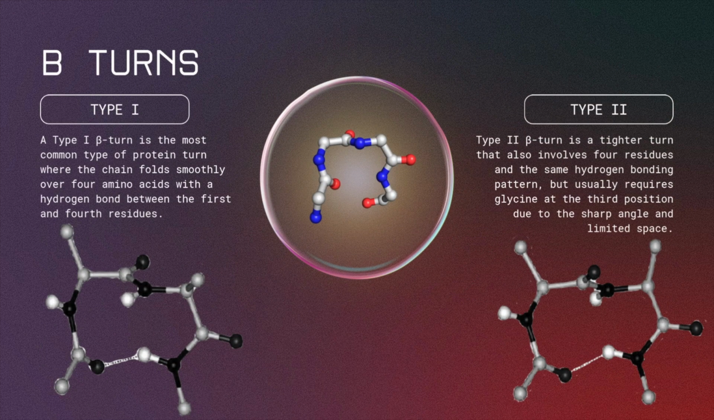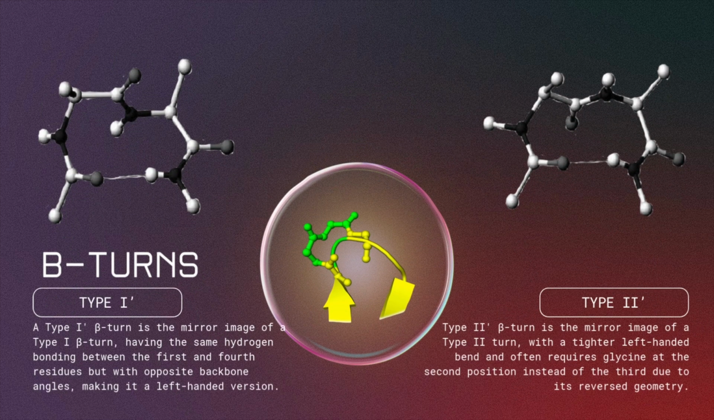Beta turn types. Now, there are 4 main types of beta turns. Type 1 is common and involves a small 4-residue fold. Next is type 2, which is tighter and usually requires glycine at position 3. Now, type 1 prime and type 2 prime are mirror images of the first two, with opposite backbone angles. These subtle variations allow proteins to fold in very specific ways.